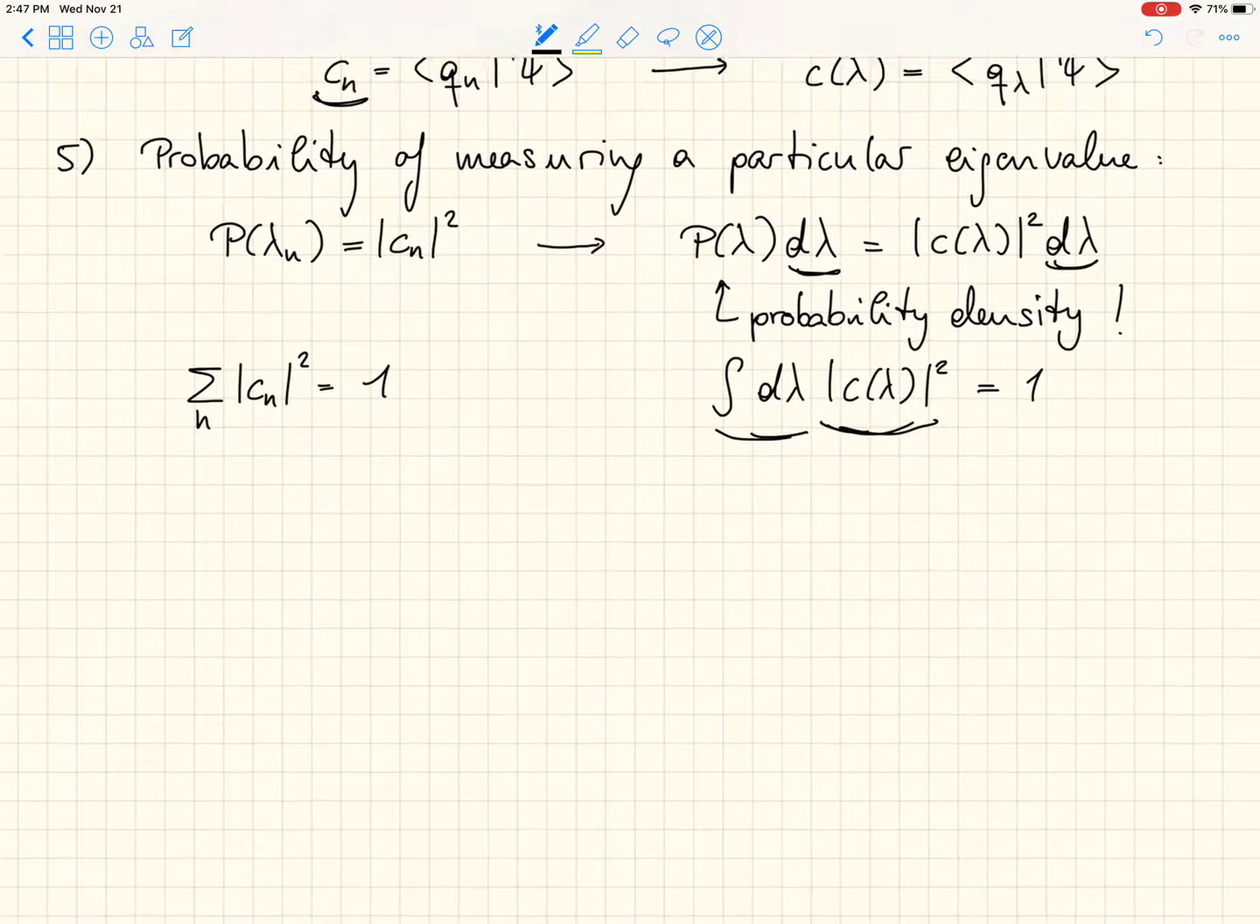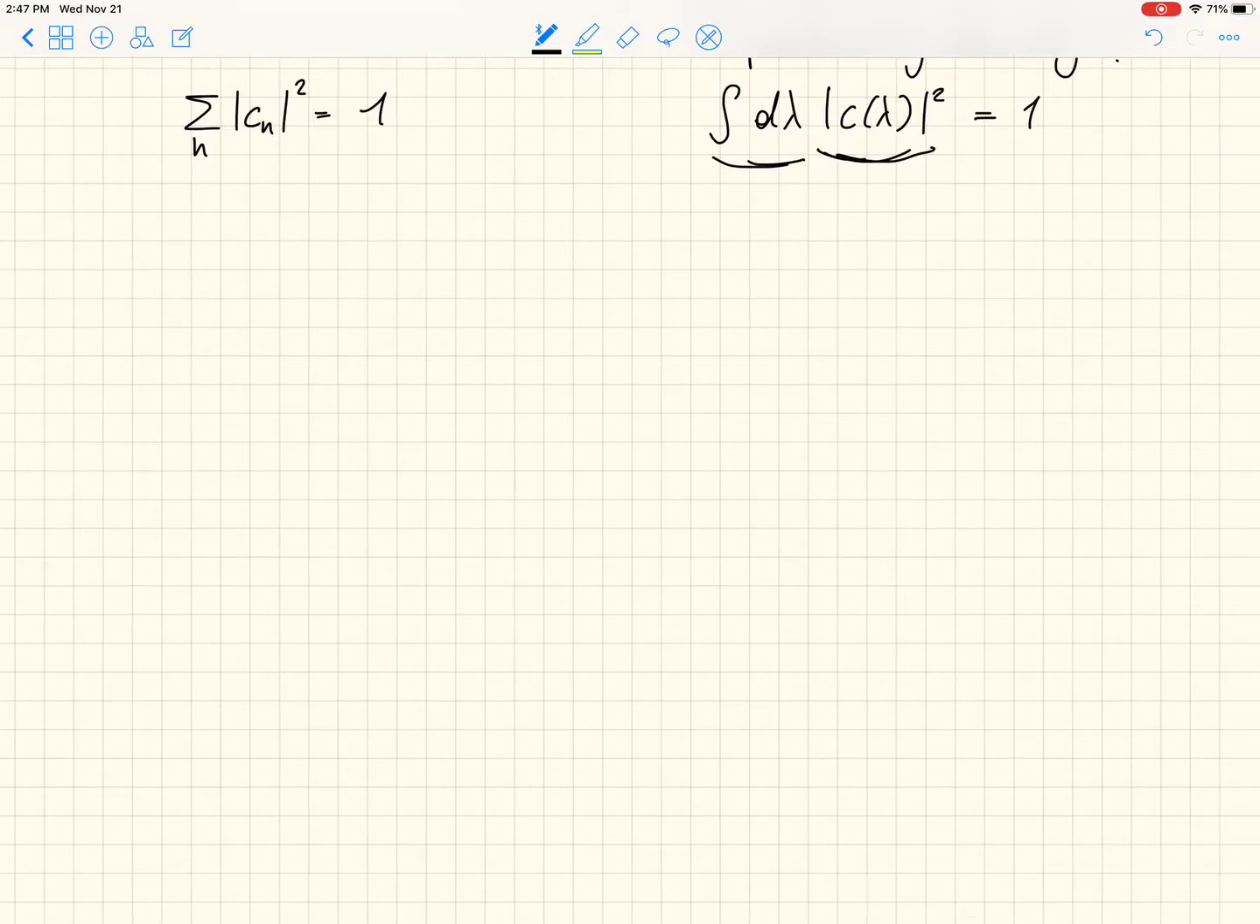Okay, so now let's work through two examples, or let's apply this to two familiar operators. And so let's first do our first example, and let's talk about the momentum operator.